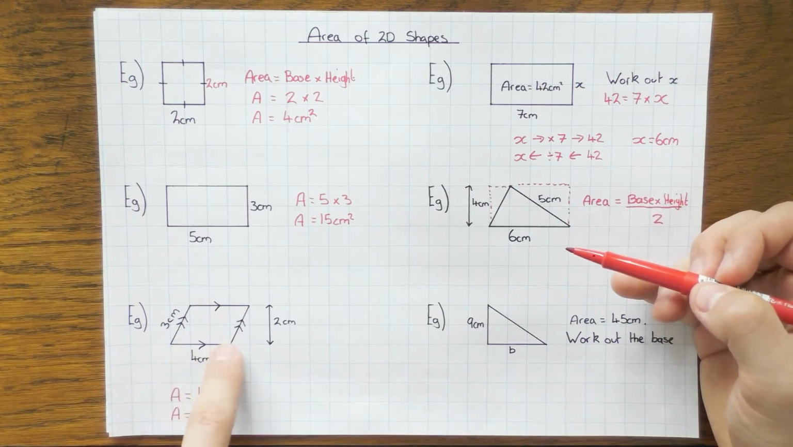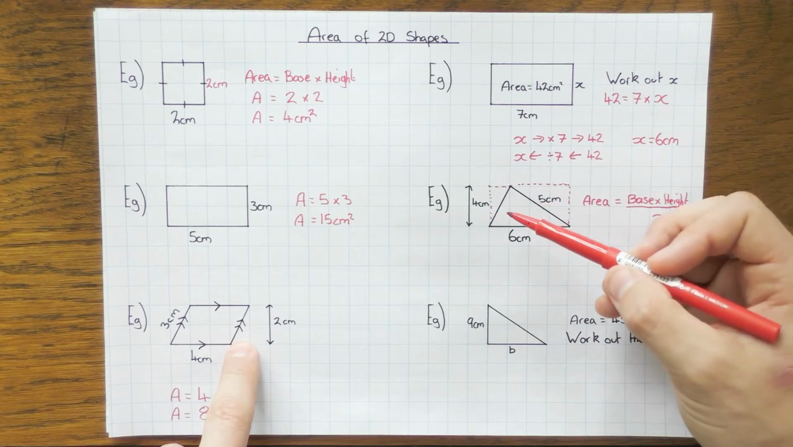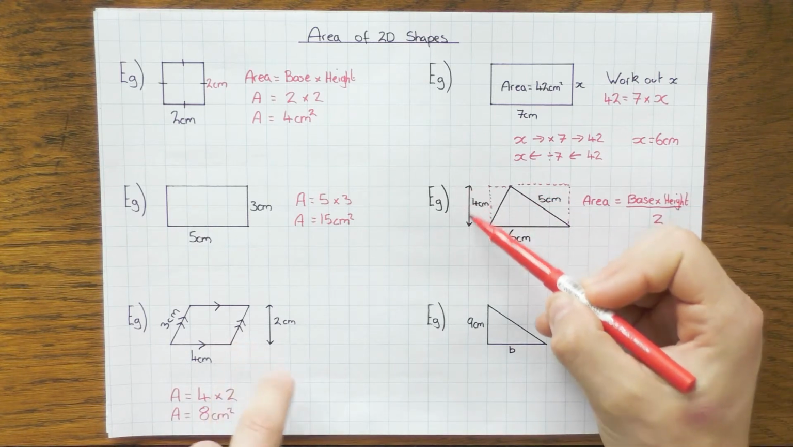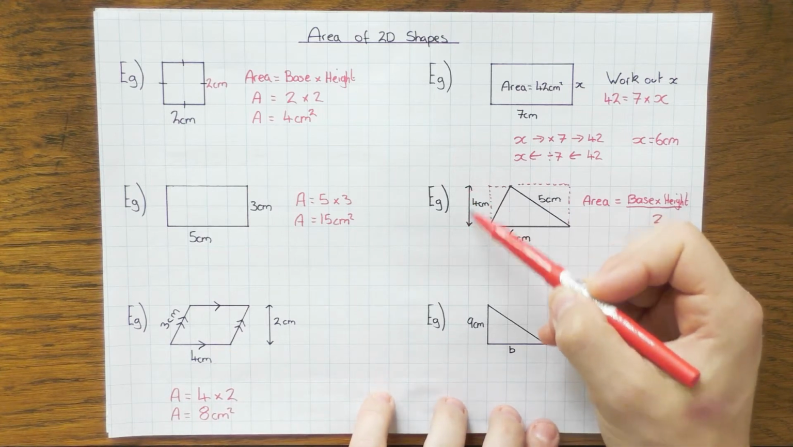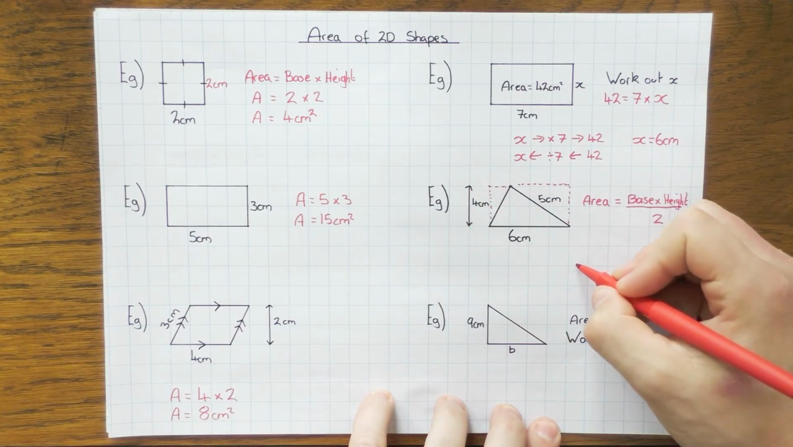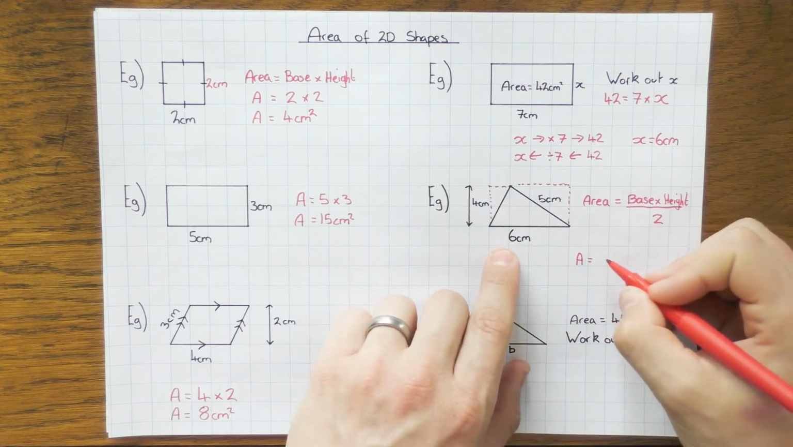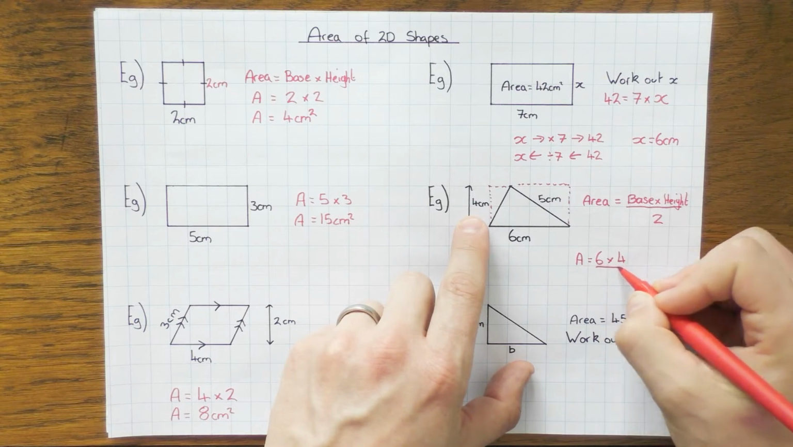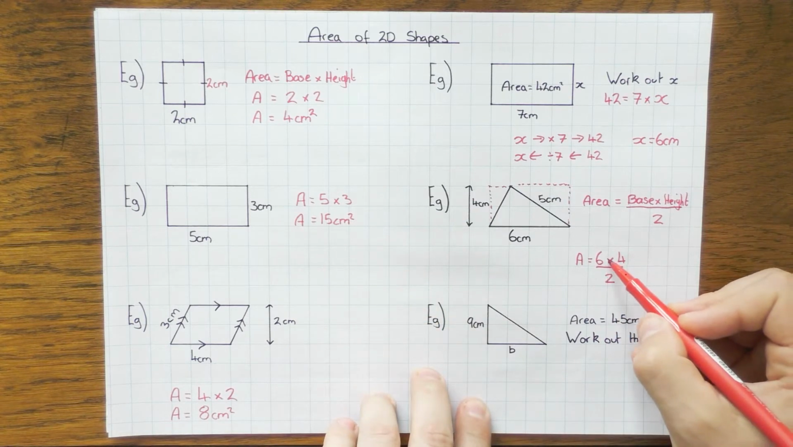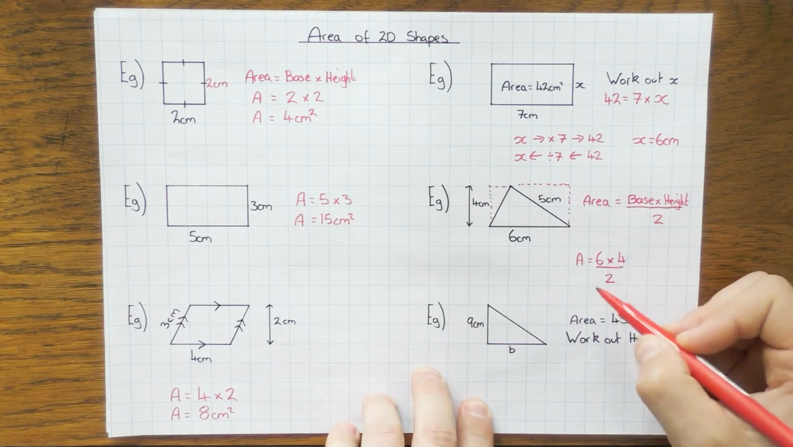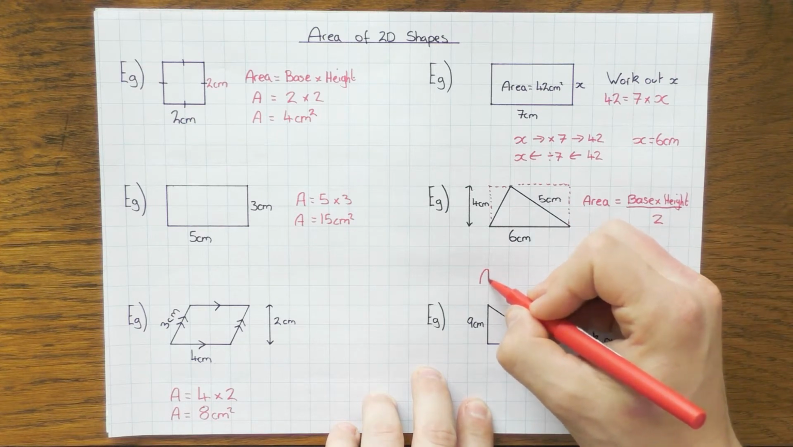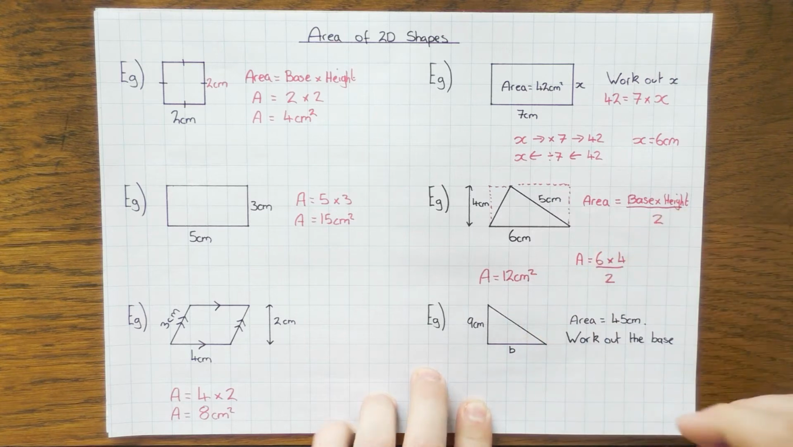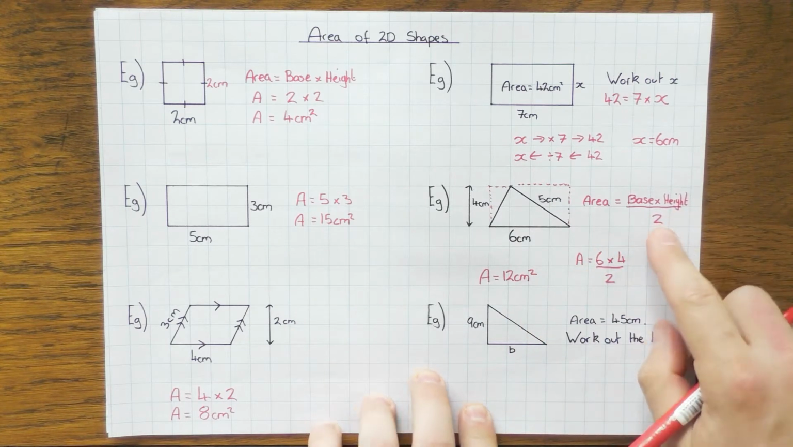And just like with the parallelogram, I'm not interested in the slanted height here, which is 5. I want the perpendicular height, which is here, which is 4. So the area will equal the base, which is 6, times by the perpendicular height, which is 4, and then I'm going to divide that by 2. So 6 times 4 is 24, half it, we get 12. So the area in this case, 12 centimeters squared. You must remember that divide by 2.